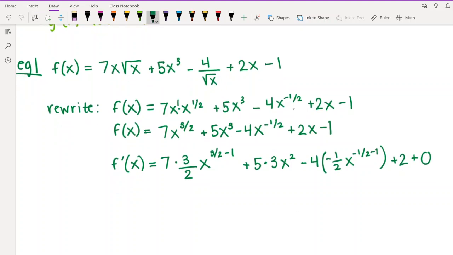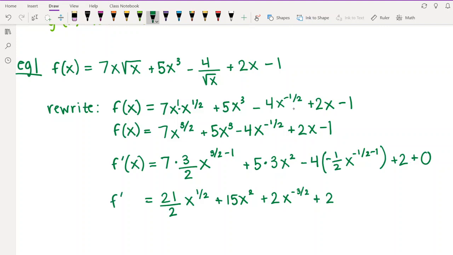Okay, so now let's go through and simplify this. This one here becomes 21 over 2, x to the, so 3 halves minus 1 is going to give you 1 half. Next we have 5 times 3, so that's 15, x squared. Next we have negative 4 times negative 1 half, so that's going to become positive 2. And then the new exponent is going to be negative 1 half minus 1, so that's negative 3 halves. And then we have plus 2.